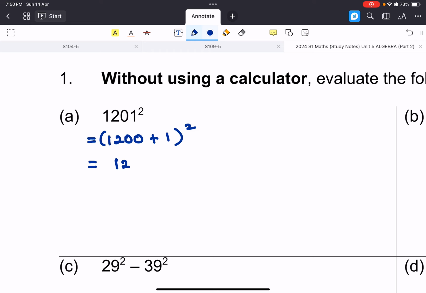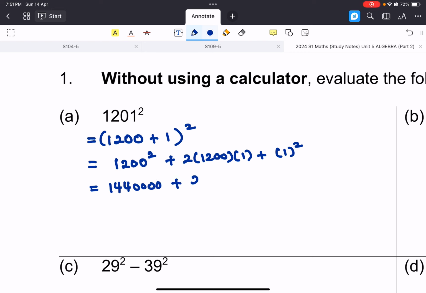Now let's just leave it here, right? So this will be 1200 squared plus 2 times 1200 times 1 plus 1 squared. Okay, so again, 12 times 12 is 144. You should know this. Therefore, 1200 times 1200 will give us 144 and then 4 zeros. So 144, 4 zeros, right?